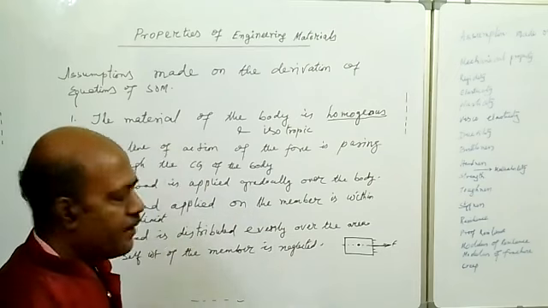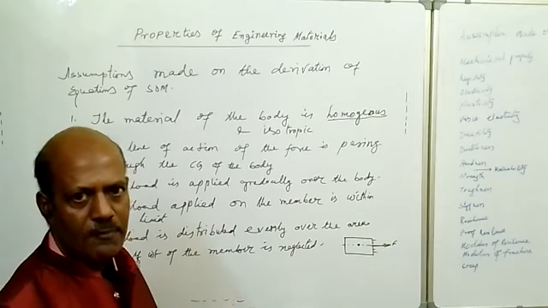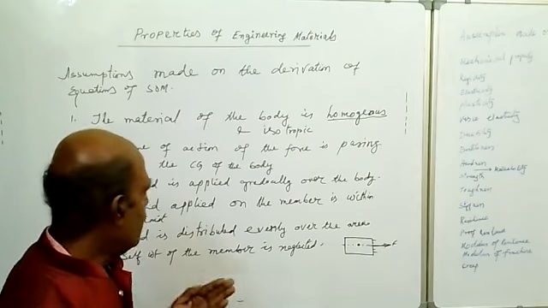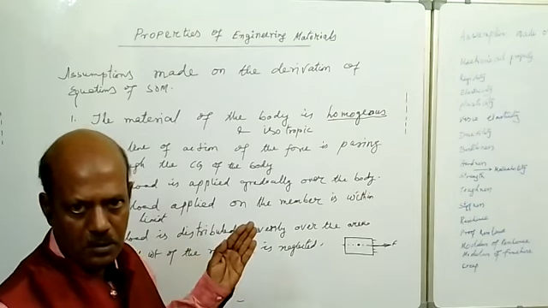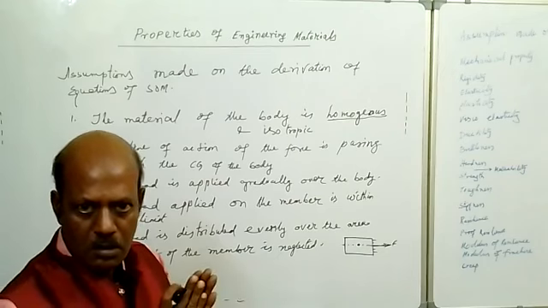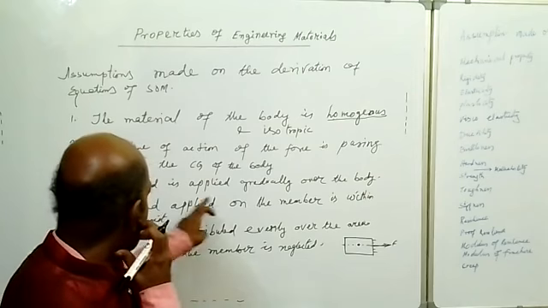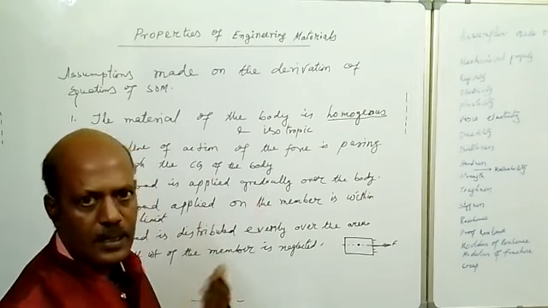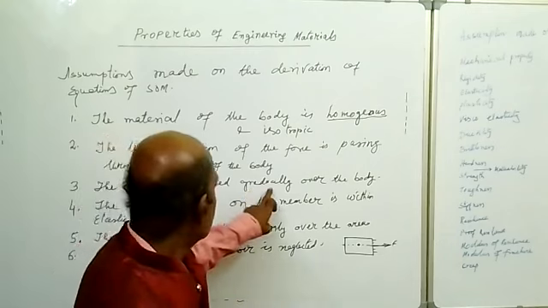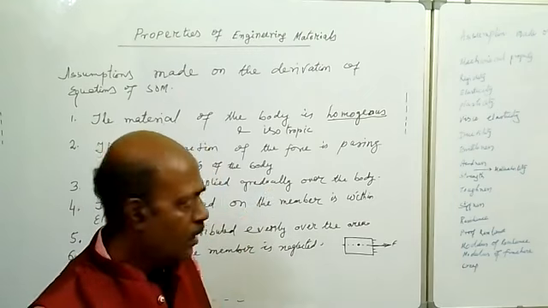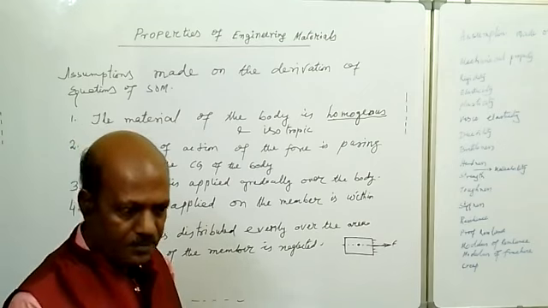Next, the load is applied gradually over the body. In the last video we have seen what is a gradually applied load. The load which is applied from 0 to maximum value, that means the load takes some time for loading, is called gradually applied load. Unless it is told otherwise, we will consider for all the derivations that the load is applied gradually over the member. Next, the load applied on the member is within the elastic limit.